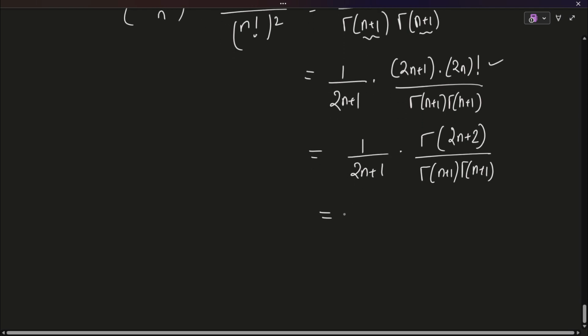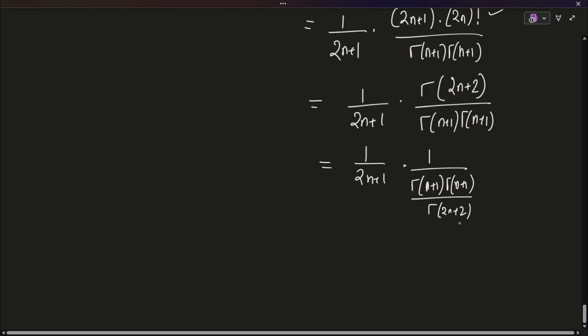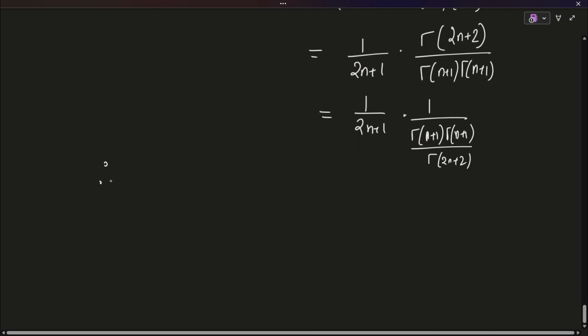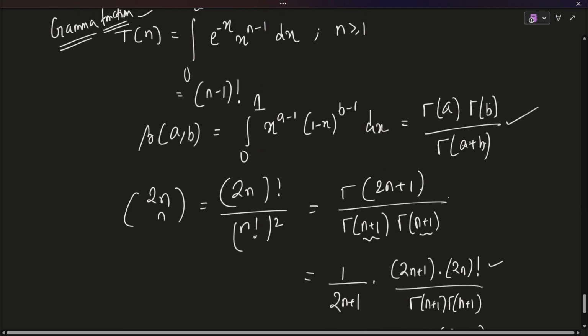And now if you write it in the denominator, it becomes 1 by 2n plus 1 into 1 by gamma of n plus 1 into gamma of n plus 1 divided by gamma of 2n plus 2. And now this represents the beta function. So therefore, 1 by 2nCn can be written as 1 by 2n plus 1 into beta of n plus 1 comma n plus 1. You can check that this is the definition of beta function for the values of n plus 1 and n plus 1 in terms of a and b.